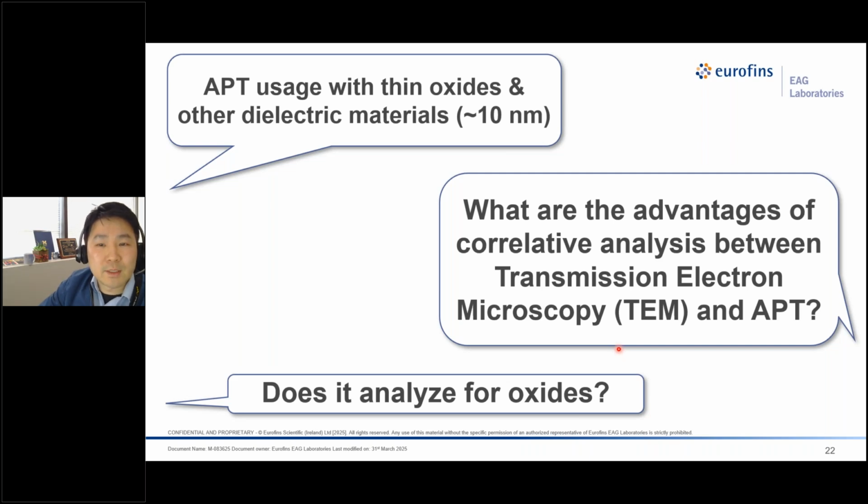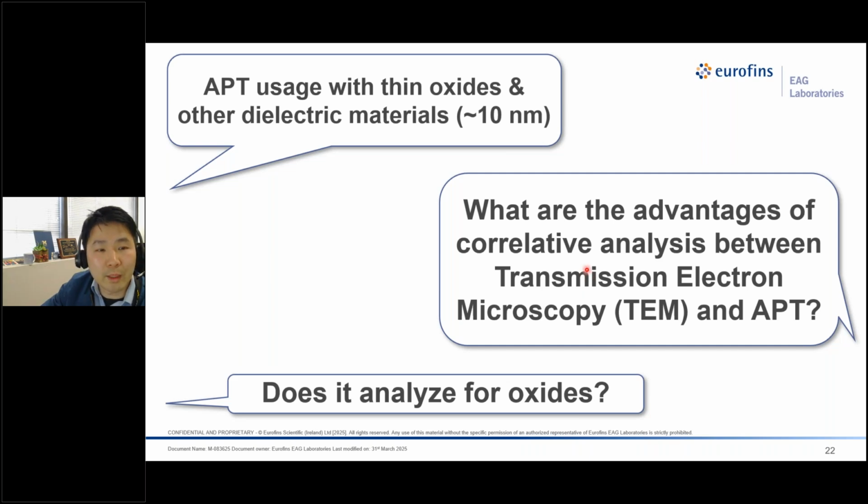So let's move on to the second study. Now we are going to focus on dielectric material. This is actually an oxide, and we are also taking a step forward, showing correlative analysis with TEM.